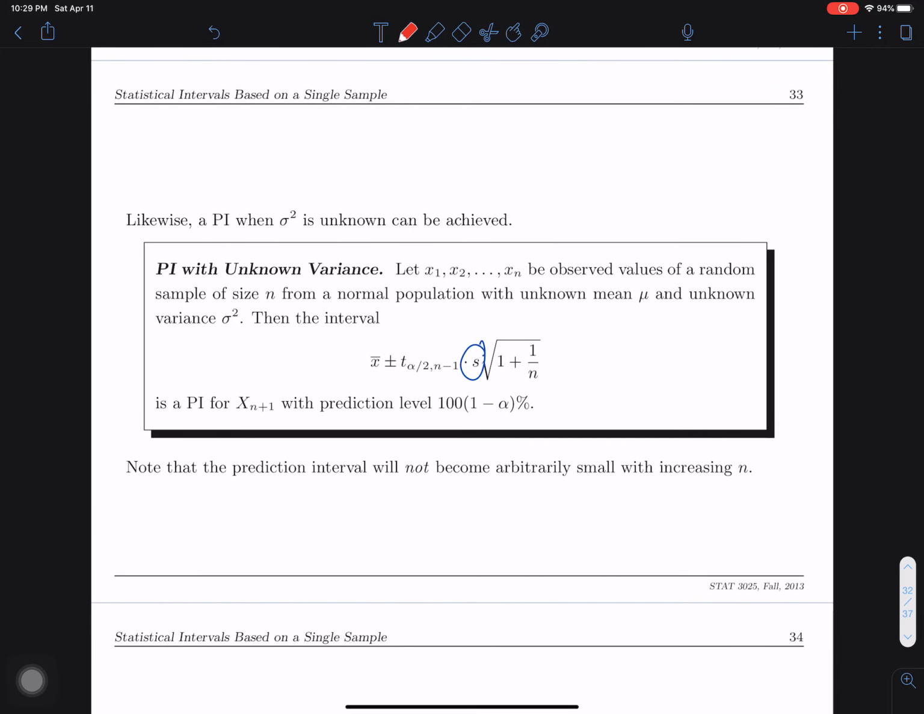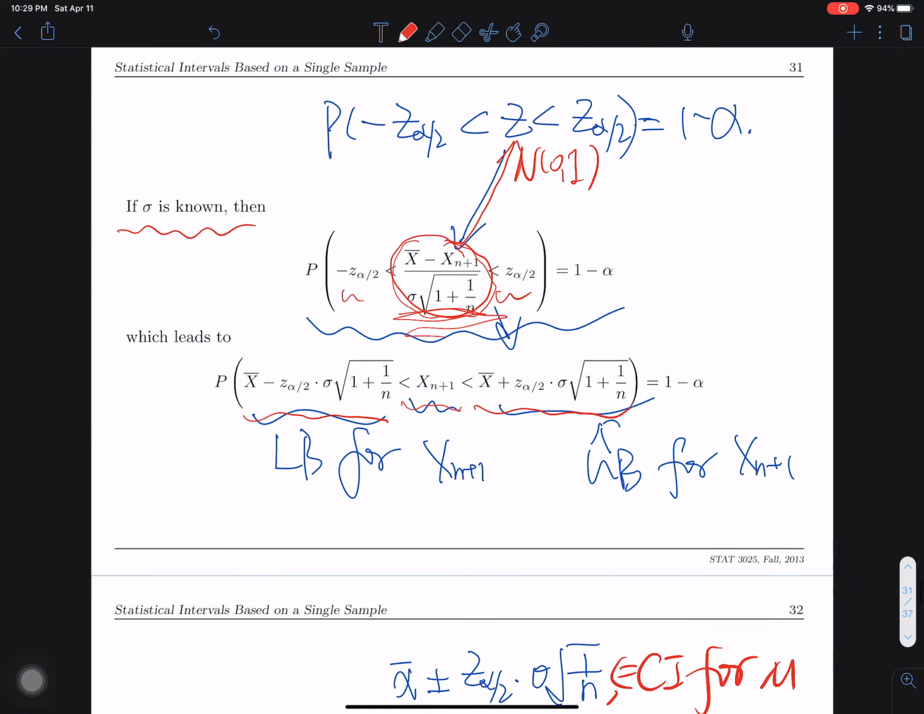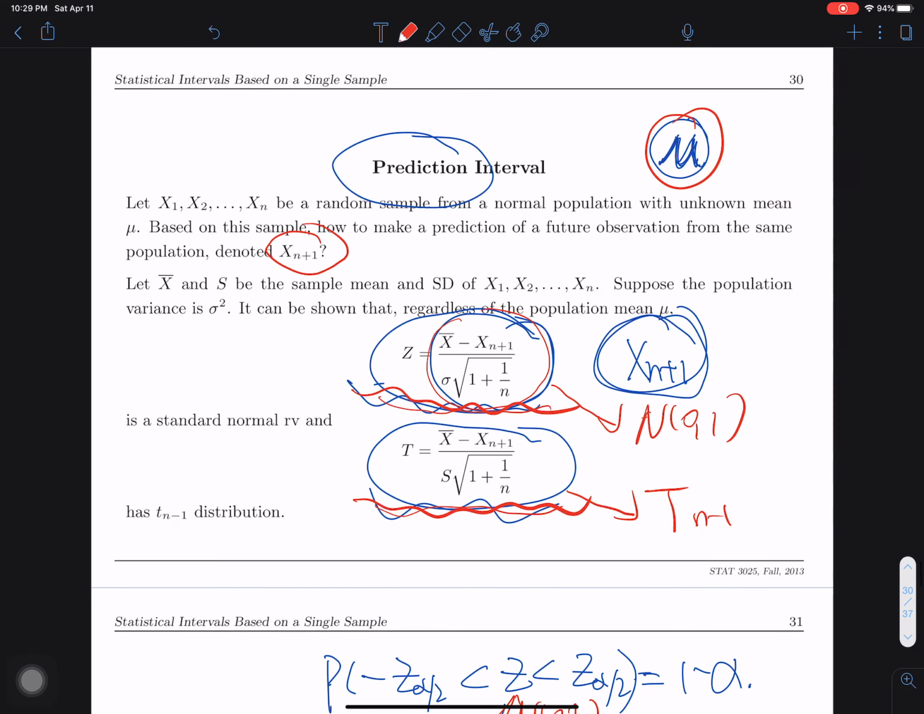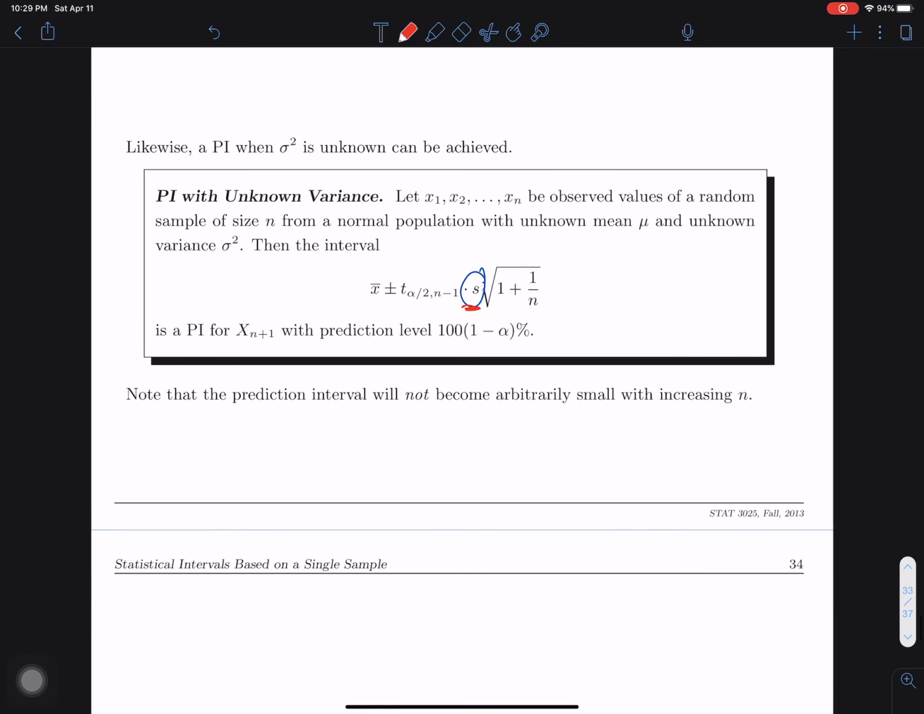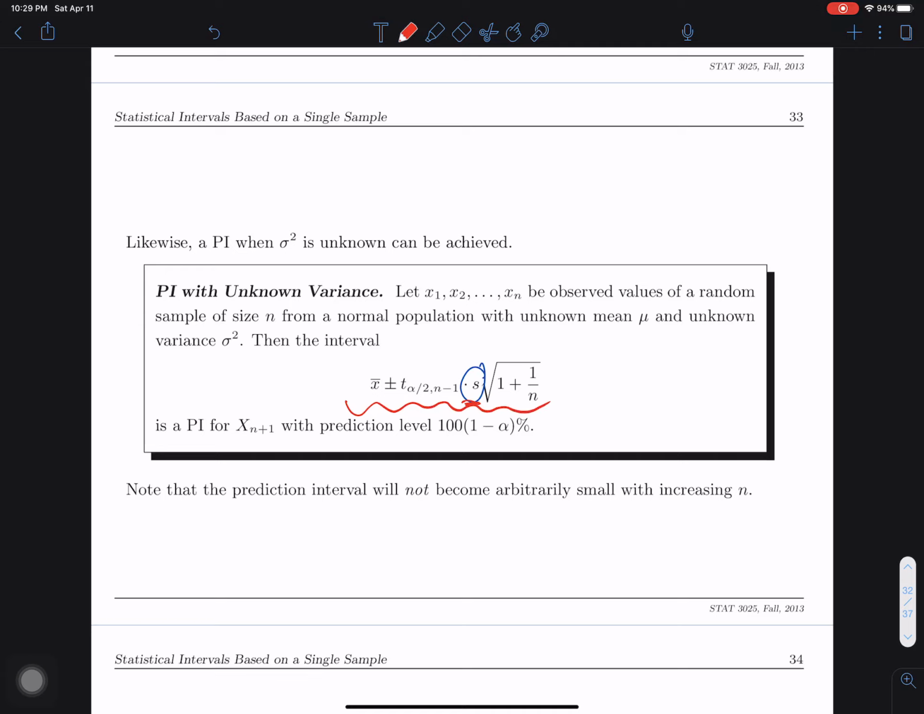And how about when the sigma is unknown? When the sigma is unknown, we utilize the t density, because we have already known that this quantity follows a t distribution. And we just utilize that formula for the confidence interval.